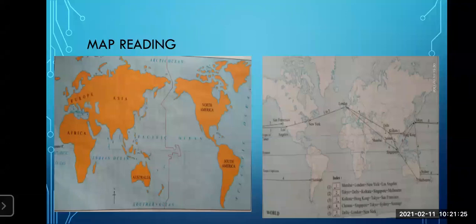Now, the fourth one: Chennai, Singapore, Tokyo, Sydney, and Santiago. The answer is yes; here, of course, you are going to cross the IDL. Now, if you want to go from Delhi to London to New York, here you are not crossing the IDL, so the answer is no. So right now we have taken 3 examples of map reading. That was your 4B.